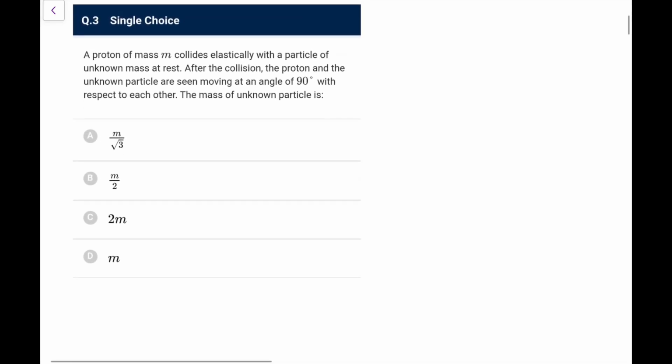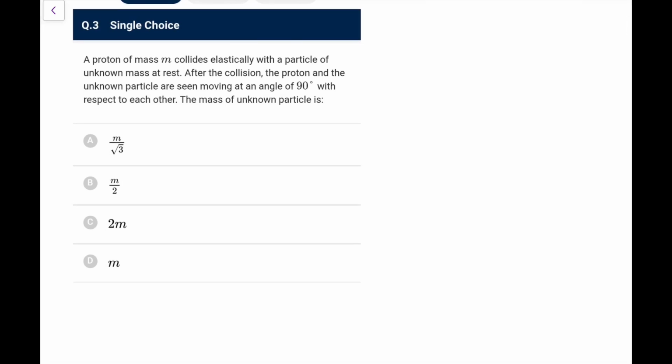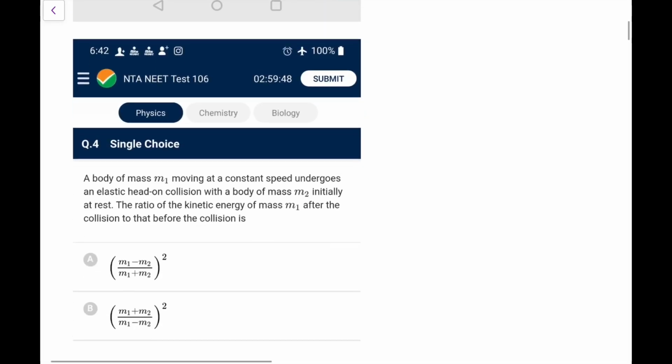Next one, a proton of mass m collides elastically with a particle of unknown mass at rest. After the collision, both are seen moving at 90 degrees with respect to each other. The mass of unknown particle is? So we know in an oblique collision with one particle at rest, other moving, and both go at 90 degrees to each other after the collision, it means their masses must be the same. You have done this. This is an important concept, so we can directly go for m. This is given in your NCERT books.